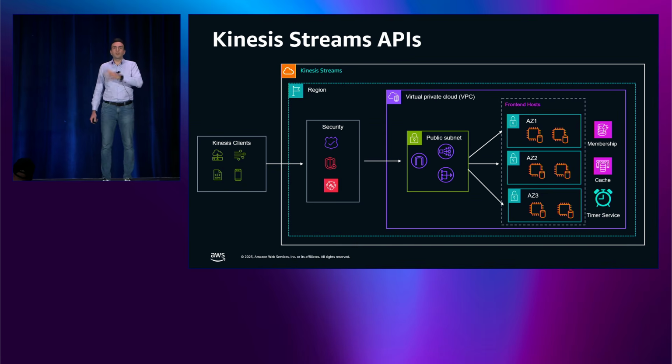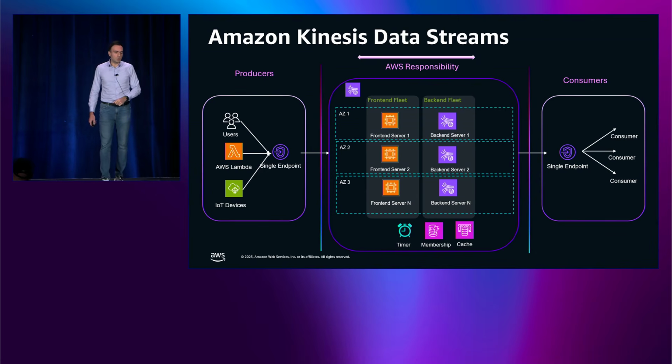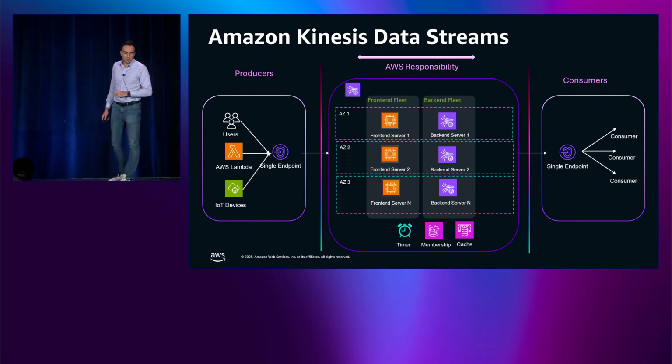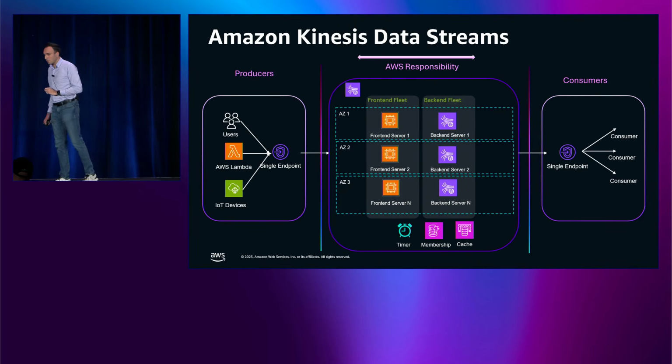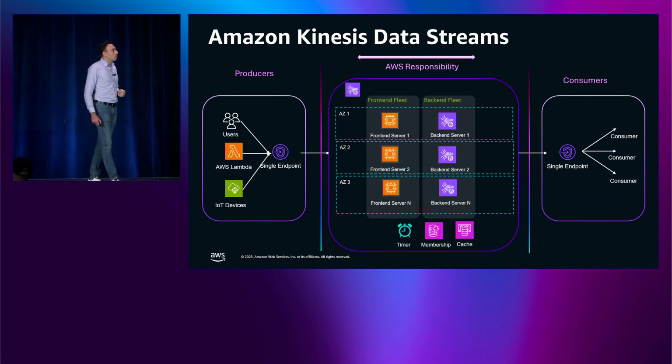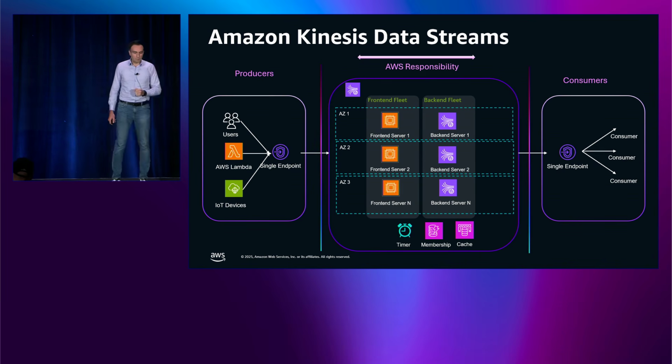So now it's the responsibility of the Kinesis data stream to figure out how the request that is coming in from a customer gets routed to the backend nodes. In order to do that, engineers had to build 3 internal services that are hidden from you: a cache service, a membership service, and a timer service. We'll talk more about those.